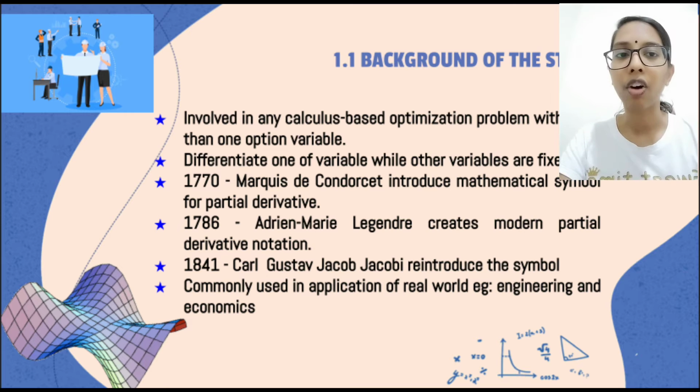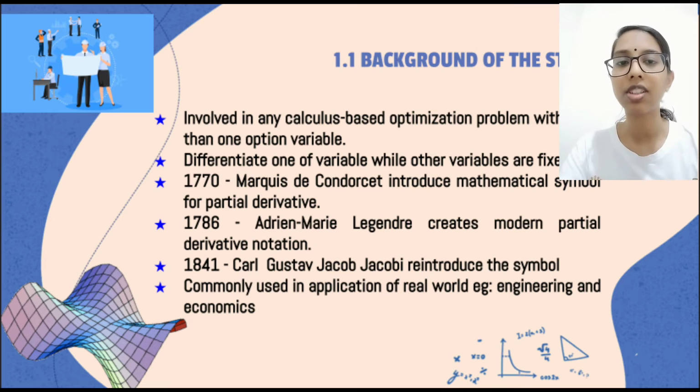Next, at origin, in year 1770, Marquis de Condorcet introduced the use of a mathematical symbol, which is used for partial derivatives. Then, in the year 1786, Adrien-Marie Legendre created the modern partial derivative notation, which was abandoned in later years and reintroduced in year 1841 by Carl Gustav Jacob Jacobi.